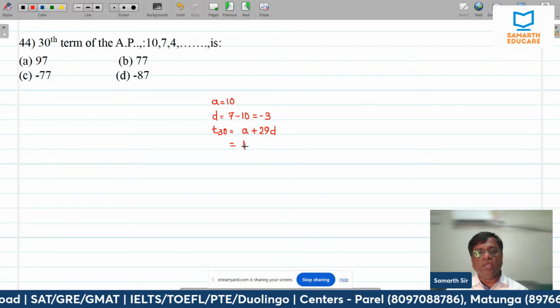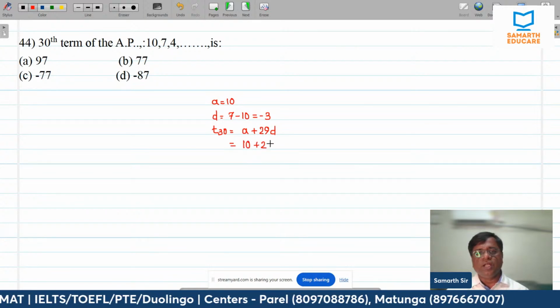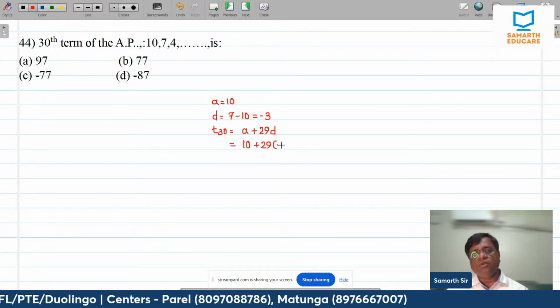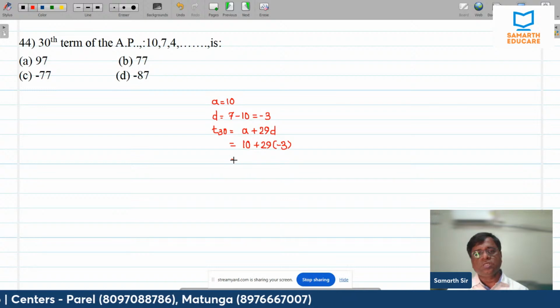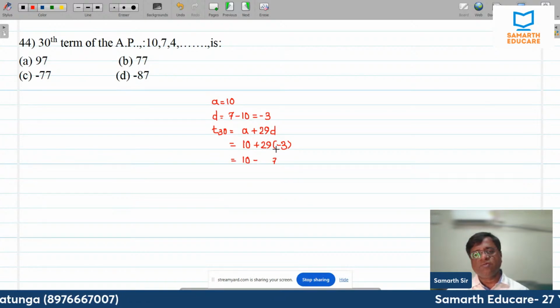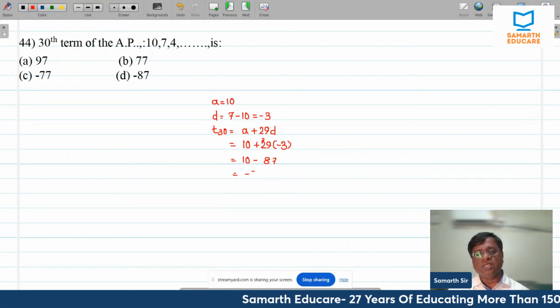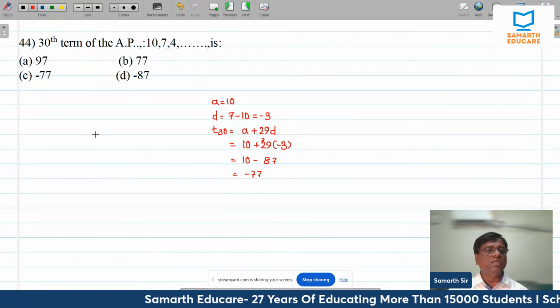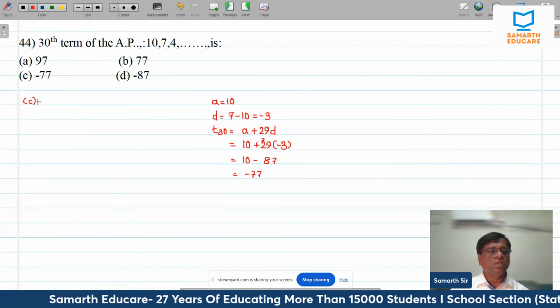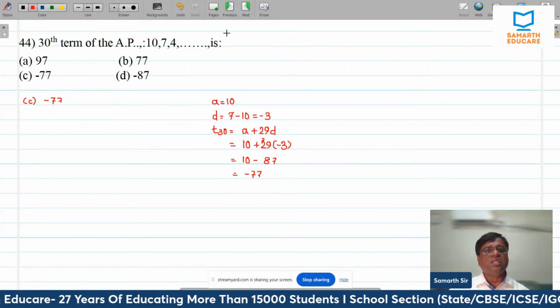All right, so a is 10 plus 29 into the d value, which is minus 3. So this is 10 minus, 3 nines are 27, 3 twos are 6, and 87. 87 minus 10 is 77, but it is minus. Hence the option here is C, which is minus 77.